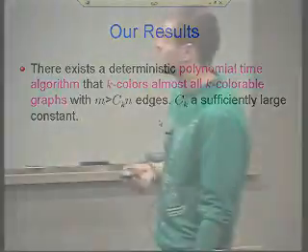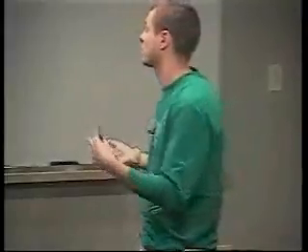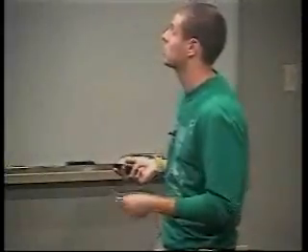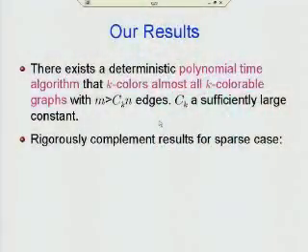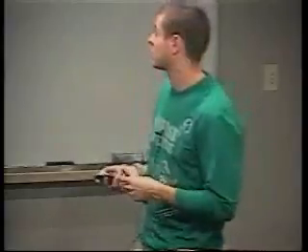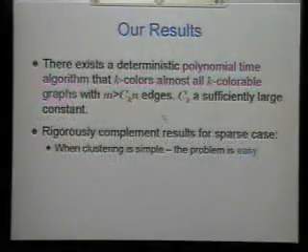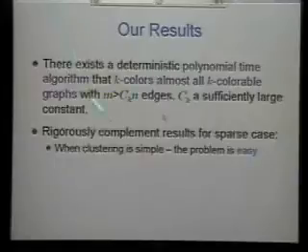Okay, so this was characterizing how the distribution looks, and this also enables us to claim that there exists a polynomial time algorithm that indeed finds some proper k-coloring when the density of edges is sufficiently large. And so maybe it's nice to think that we rigorously support the following thesis: when the clustering is simple, the problem is easy.